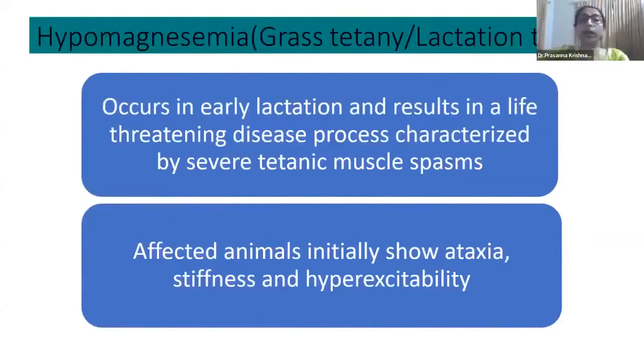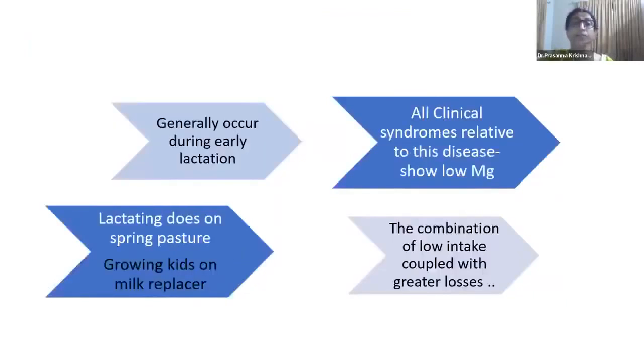Another condition usually come across in the field is lactation tetany or grass tetany or hypomagnesemia. This occurs in early lactation and results in a life-threatening disease process characterized by severe tetanic muscle spasm. So here the condition is much more severe, and it's sometimes life-threatening. There will be severe tetanic muscle spasm, and the affected animals initially show ataxia, stiffness, and hyperexcitability. And in those conditions, we should think of hypomagnesemic tetany or grass tetany.